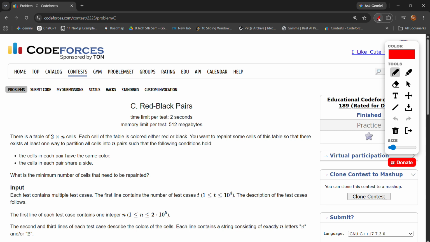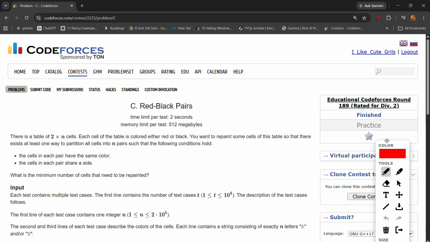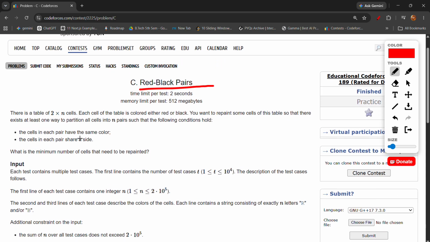Today's problem we are discussing is Educational Codeforces Round 189, Div 2, question C. The question name is Red Black Pairs. So I will read out the question.